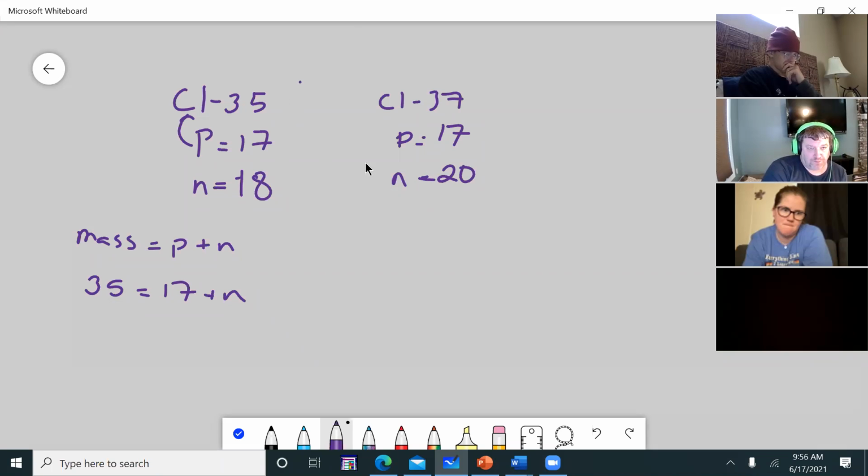So definitely want to be able to do that. It's really simple math. It's more so just the concept of knowing the proton will always be associated with the element. The neutron will be whatever's left over.